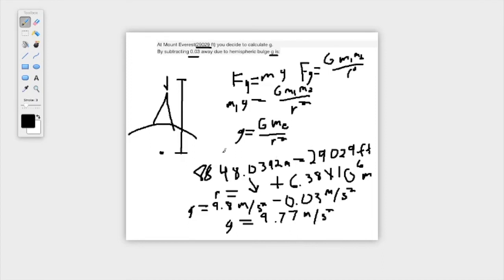So it does alter slightly, but when you go to higher heights, like even possibly thousands of kilometers, this will change drastically. Because remember, the radius is squared, or the distance between them is squared.